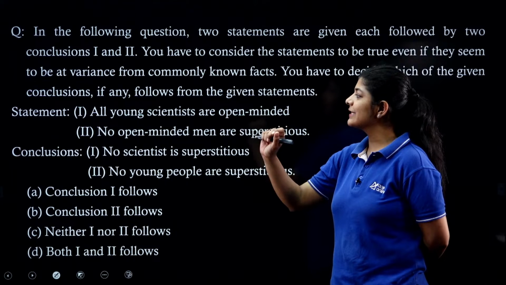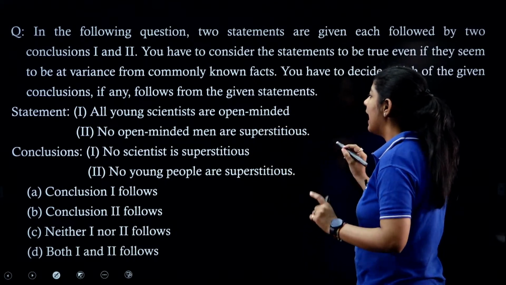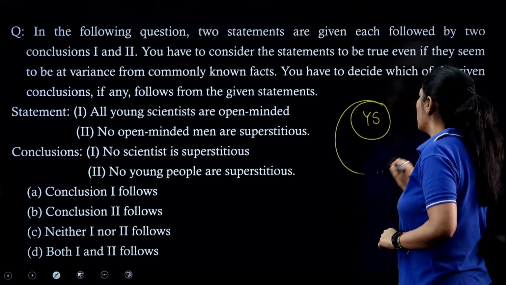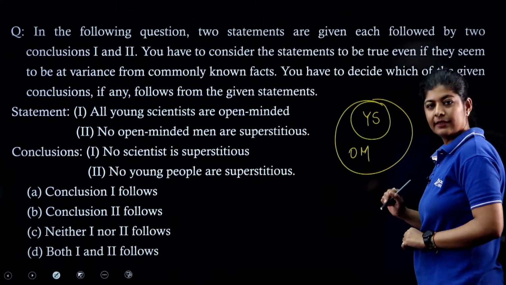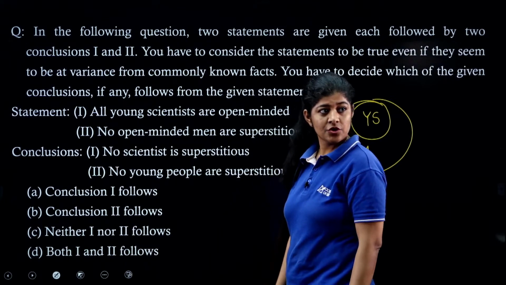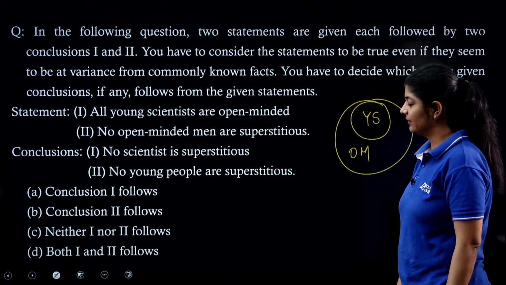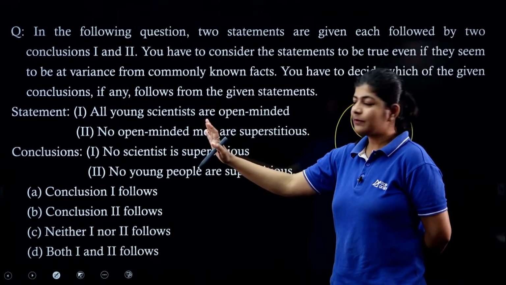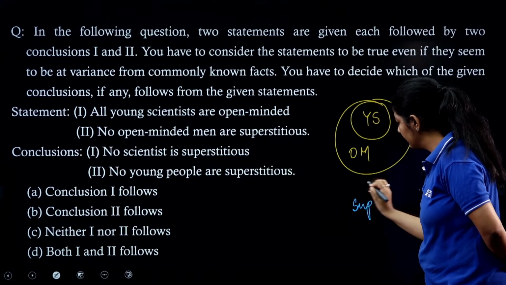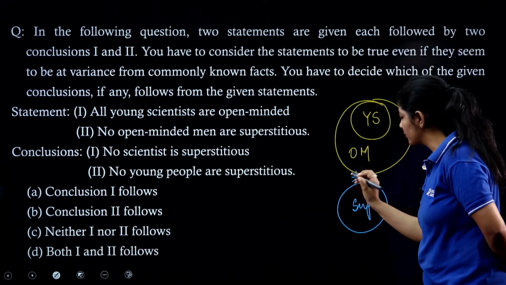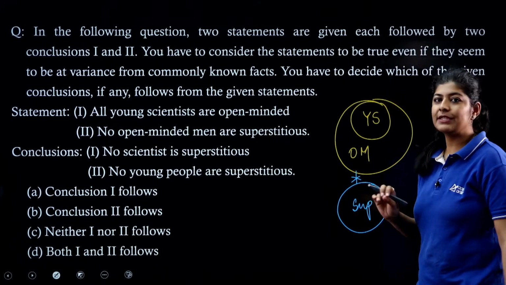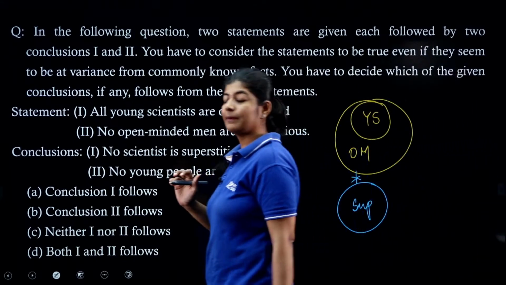Let's see. The statement is saying that all young scientists are open-minded. So I can make my diagram like this. In the second statement, Shweta A, Princey A, okay. The second statement says that no open-minded men are superstitious. So here there's no relation between these two, right? This is my diagram. Now on the basis of this I need to check my conclusions.